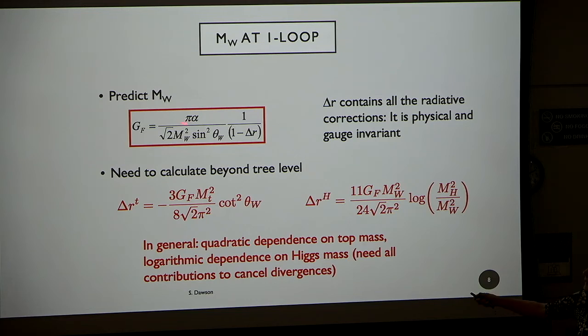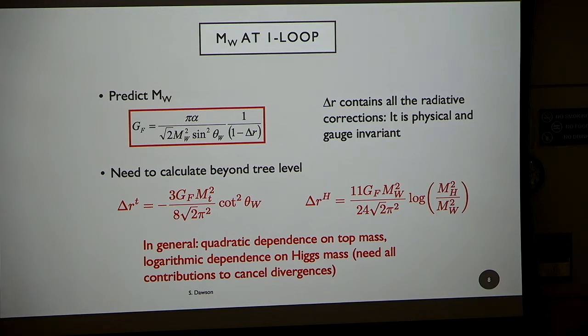So G Fermi, this is the same relationship as I had in the previous slide. Sine squared theta W is 1 minus MW squared over MZ squared, and I was just too lazy to write out the previous slide. But I can shove all of the radiative corrections into this thing, 1 minus delta r. So delta r is a physical thing. It's gauge invariant. It's just where I shoved all the radiative corrections.